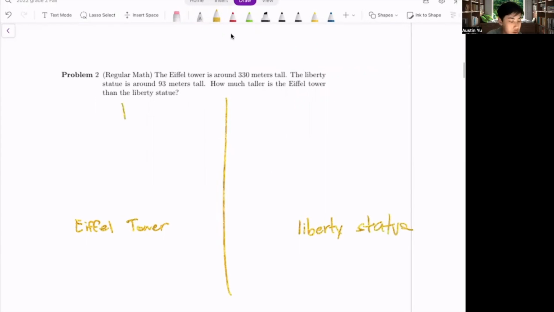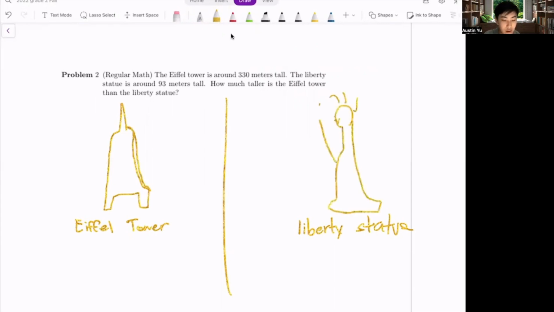The Eiffel Tower, let me do a quick drawing of the Eiffel Tower. I know it's not really good. All right, that's about as good as I can draw right now. And the Liberty statue, let's draw the Liberty statue. Not very good as well, but let's scale down this one a little bit since the Liberty statue is shorter.